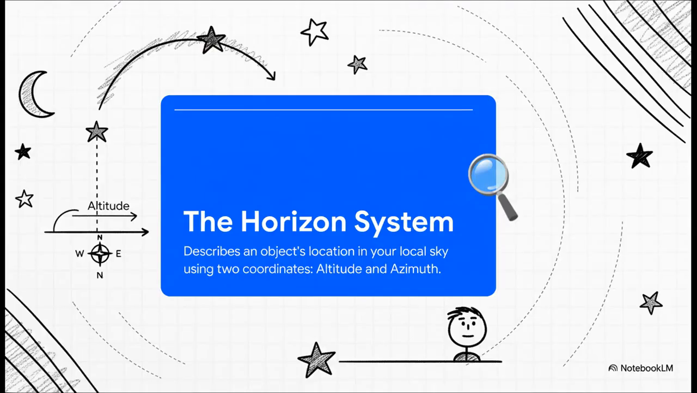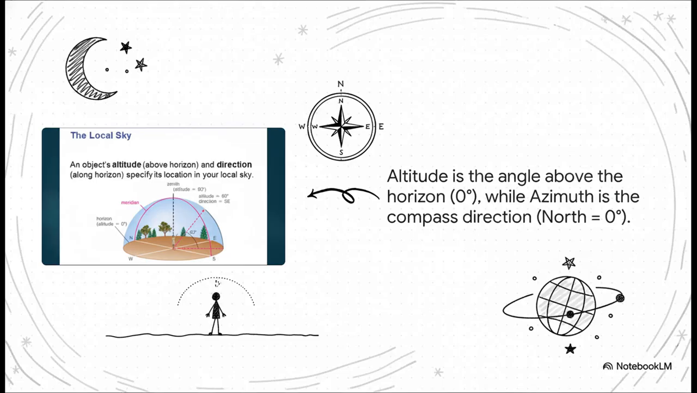Now, the simplest way is what's called the horizon system. It's really intuitive, and it's all about describing where something is in your sky right now from where you're standing. All you need are two numbers, altitude and azimuth. Let's break that down. Altitude is just how high up something is. 0 degrees is right on the horizon. 90 degrees is the zenith, the point directly over your head.